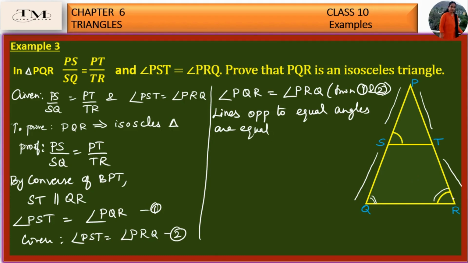So what are the lines opposite to PRQ? So the line opposite to PRQ is PQ. So the line opposite to PQR is PR. Okay. So we have PQ equal to PR. Okay. So we got two sides equal. So what do you know about isosceles triangle? In an isosceles triangle, if two sides are same, then it is an isosceles triangle. So PQ is equal to PR, then it means PQR is an isosceles triangle.